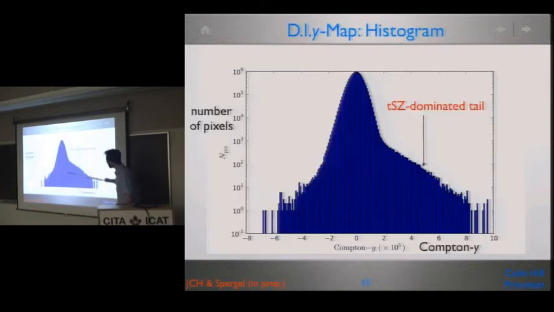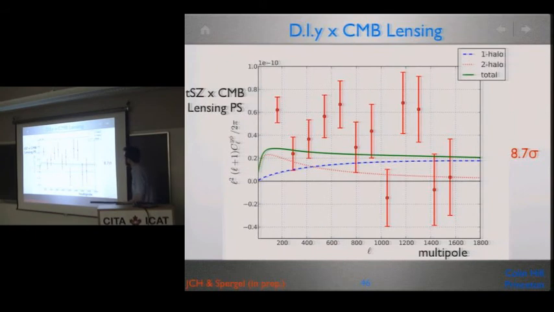This is the histogram of the Compton-y map, but this is just evidence that there is a lot of tSZ signal here. We cross-correlate the two maps, and this is what we get. So it's an 8.7 sigma detection at first sight, and our fiducial model is shown here in green with the 2 halo and 1 halo terms. So then you ask, is this a real signal?